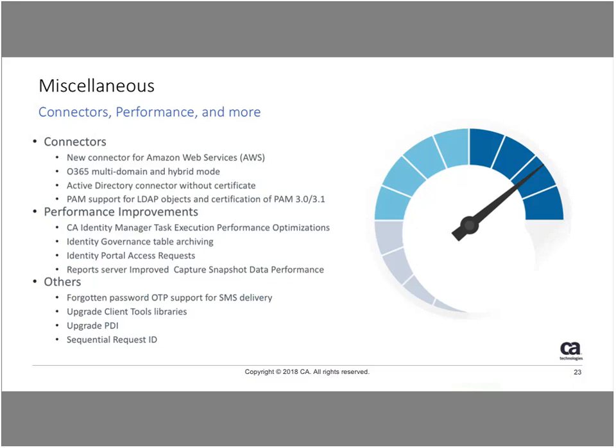Let's go back to a little bit more of the things that we introduced in the last few versions, especially on 14.2, just to give you a little of what's new in the world of the Identity Suite. We do have new connectors. We have AWS connectors, so you can manage your own AWS deployment from the Identity Manager. We now support multi-domain in hybrid mode in the Office 365 connector.